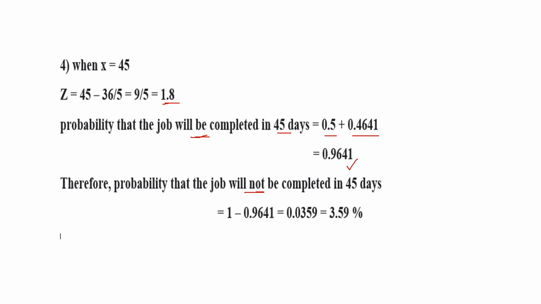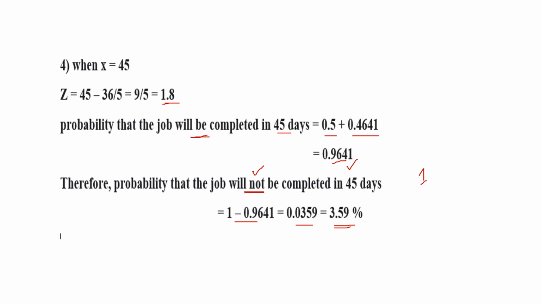This is for will be completed, and for will not be completed we know the total probability is always 1. So from 1, if we subtract will be completed, you will get will not be completed, right? So that is 1 minus 0.9641, and that is 3.59% or 0.0359.